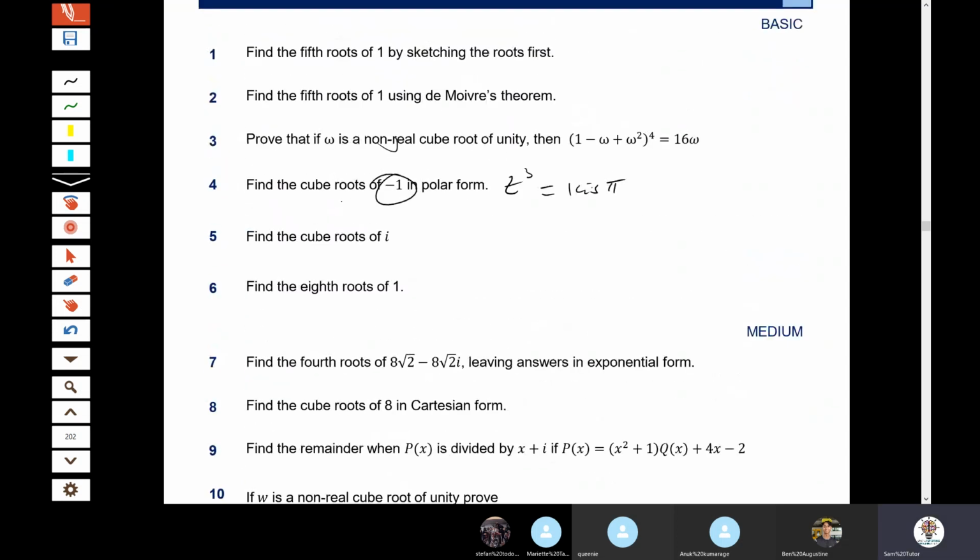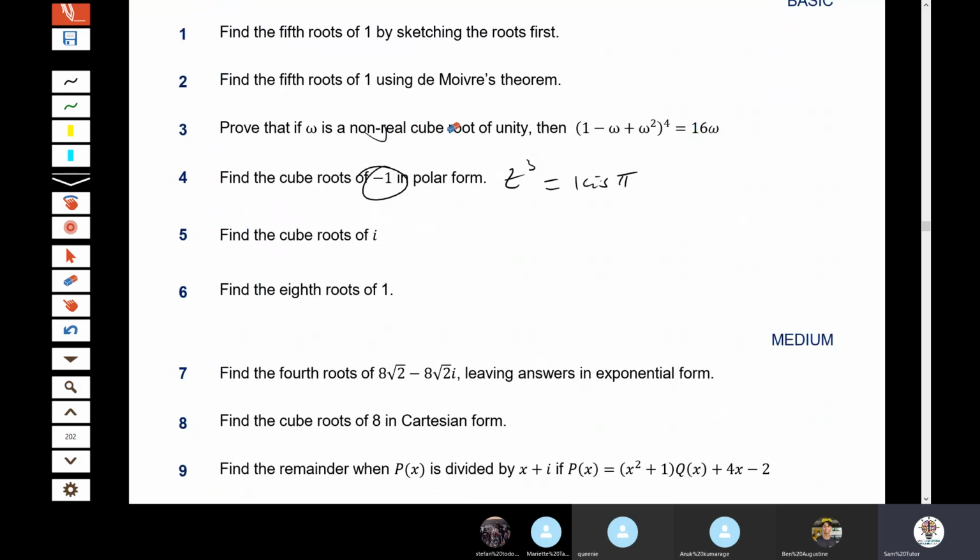Something like prove that omega is a non-real cube root of unity, then this. Prove that if omega is a, that's a good question already. So prove that if omega is a non-real, which it usually isn't, right? It's complex, so don't let that word confuse you. Cube root of unity, that means omega to the power of what? 3. Omega cubed is equal to unity. Unit circle, 1. Omega cubed actually equals 1.